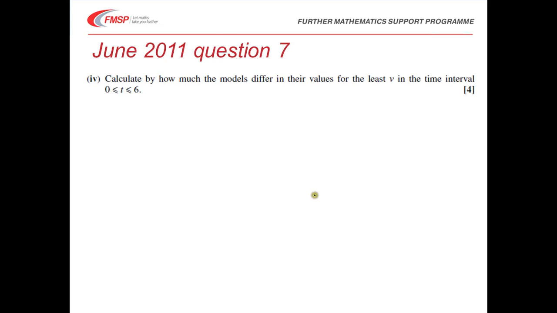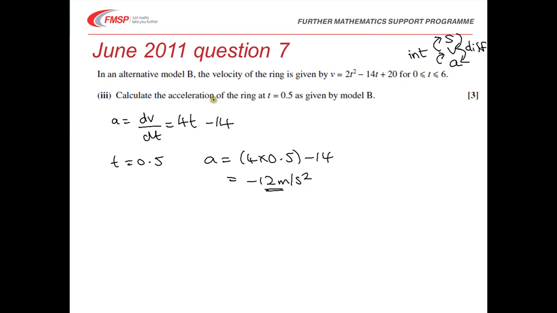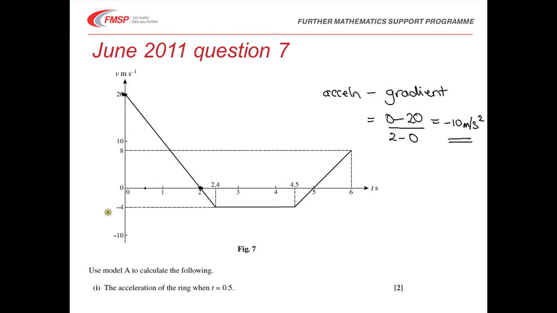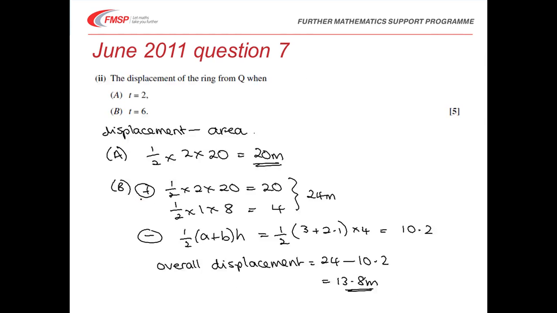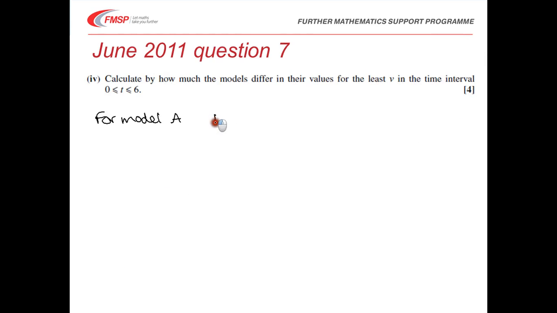For part 4, we have to work out by how much the models differ in their values for the least velocity in the time interval. Now if you remember back to the graph for model A, the lowest point was here at minus 4. So the lowest velocity, minus 4, and we can see that from the graph.